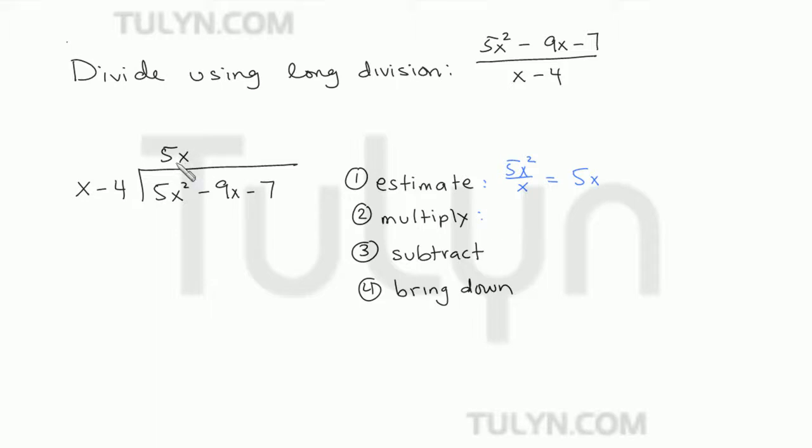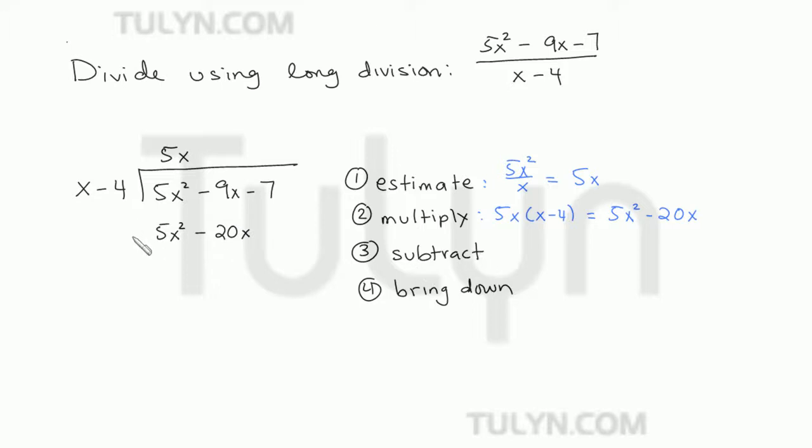So in this case, we want to multiply 5x with x minus 4. So 5x times x minus 4, using the distributive law, we get 5x squared minus 20x. So now we want to write that under here. Then the next step would be to subtract.